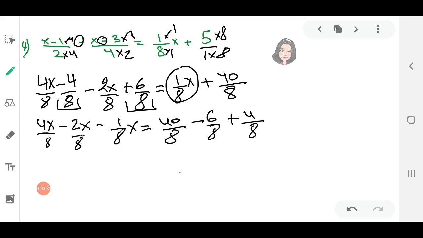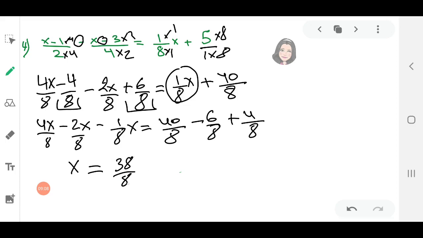So 4 minus 2 is going to be a 2. And 2 minus 1 is going to be a 1. So here I have 1x, which is an x, equal 40 over 8 minus 6 over 8. It's going to be 34. And 34 plus 4, it's a 38 out of 8.